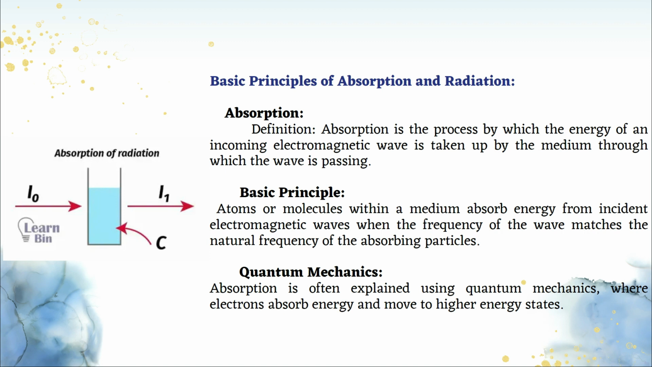So moving on to the basic principle of absorption and radiation. As we discussed, the absorption of radiation, especially the spectroscopic technique, involves Beer-Lambert's law. And here the basic principle is the use of electromagnetic radiation, and atoms or molecules within this medium absorb energy from incident electromagnetic waves, and this becomes the analytic tool in order to measure the concentration of a solute in a solvent. This is also used in determining quantum mechanics.